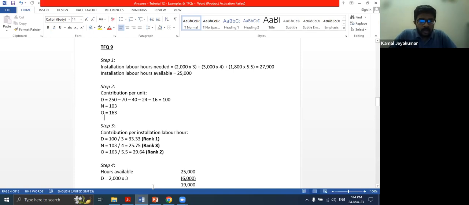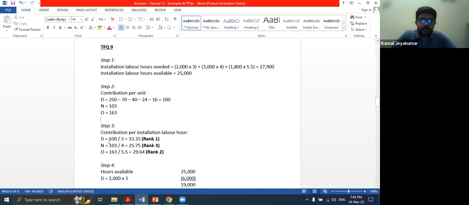So now if you have unlimited labor hours, then obviously you will go with this order, right? Because you can spend whatever hours you have on hours you need for Omniscan, then the next one for Nightscan, and then for Dayscan. But here your number of hours is limited. So you have to maximize the contribution that you can make per hour, right? Per limiting factor, right?